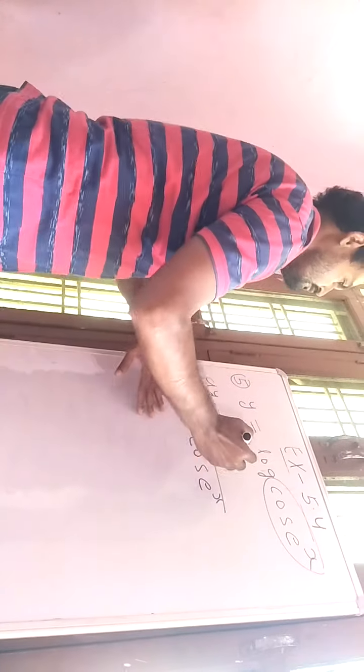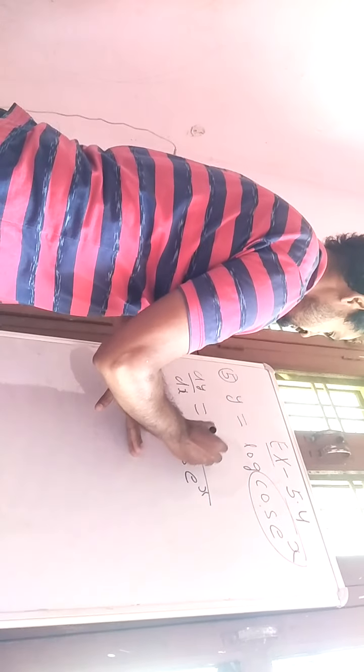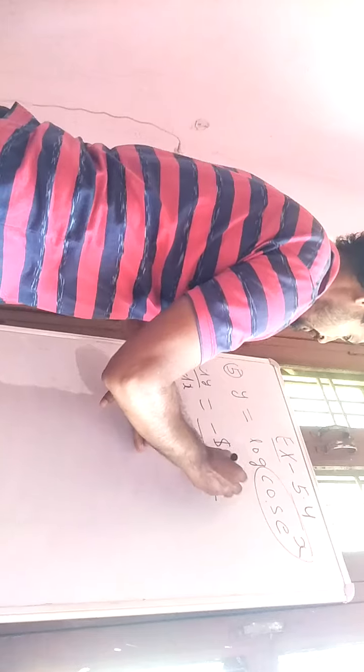The first term is complete. The second term is cos. So cos means minus sin, so this is minus sin e to the power x. The third term is complete, and next e to the power x.